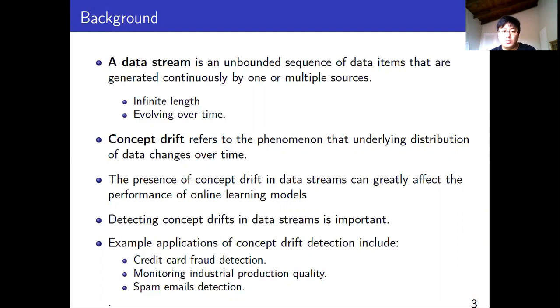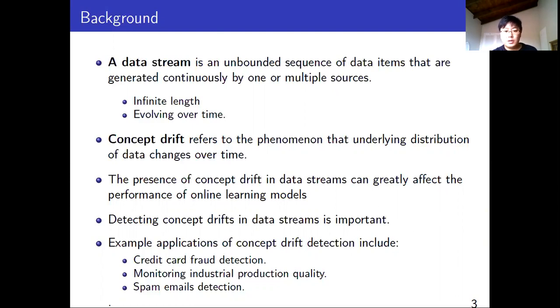As a result of concept drift, the previously trained model in the data streams may become less accurate over time. So in this case, detecting concept drifts can help us timely adjust the model and make it adaptive to future drifts. Therefore, detecting concept drifts in data streams is very important, which is also the objective of this study.